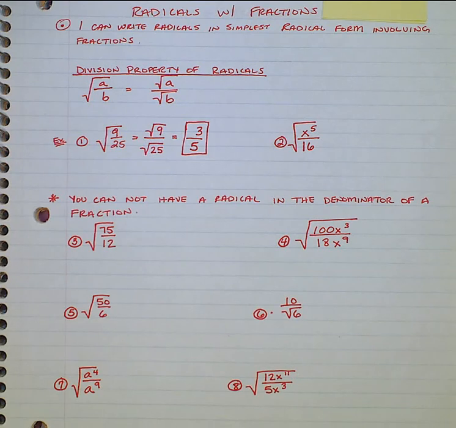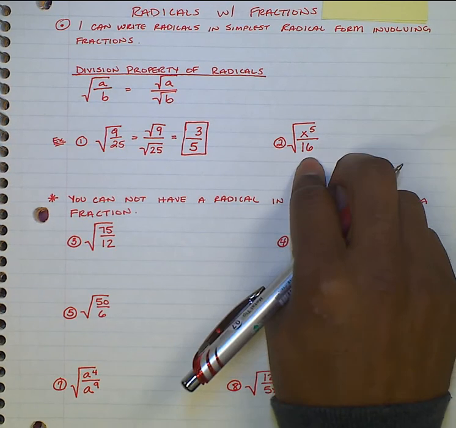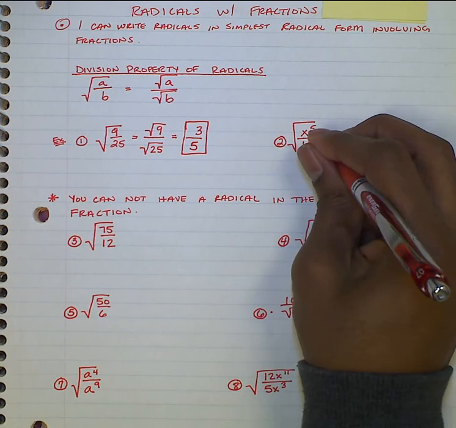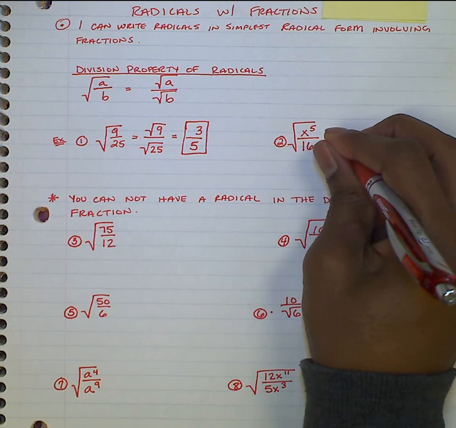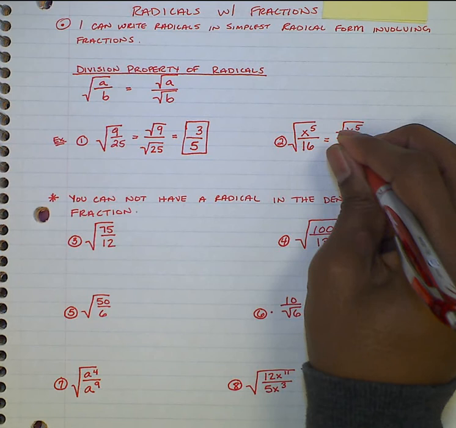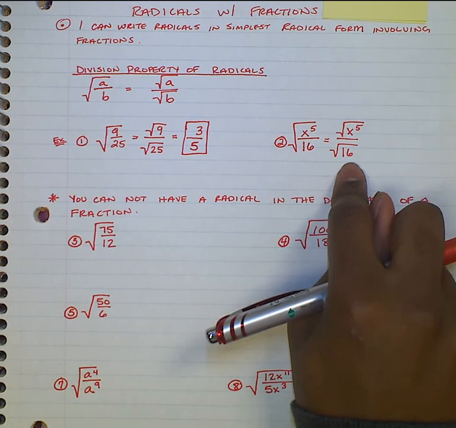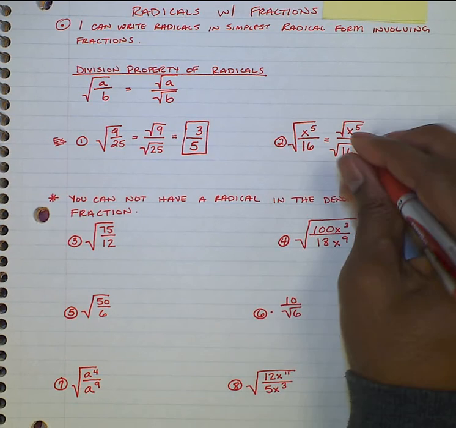Okay, number 2. Looking at it the same kind of way, I notice in my denominator I have radical 16. That's going to be, again, helpful for me to separate these. I have x to the 5th in my numerator. I have radical 16 in my denominator. Square root of 16, that's 4.